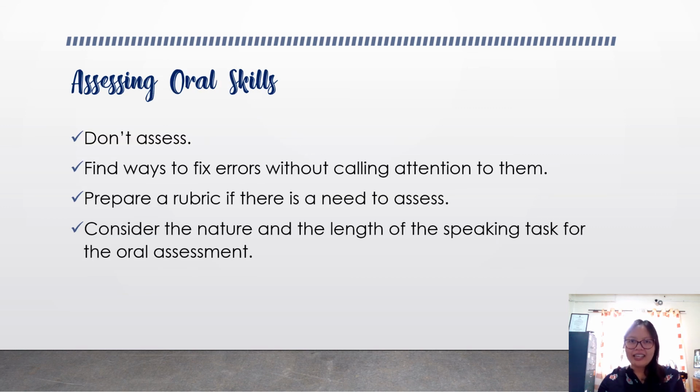Finally, do we assess oral skills? If you're teaching a beginner class, the main rule is don't assess. Why? Because speaking is already a very complex, very complicated task. When they speak, they have to think about the grammar, their fluency, what word to use, their pronunciation. They have to worry about so many things just so they can speak, that if you keep on grading them, it might be a frustrating aspect.